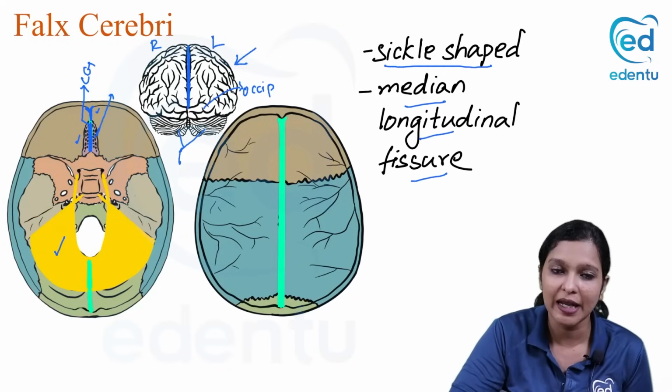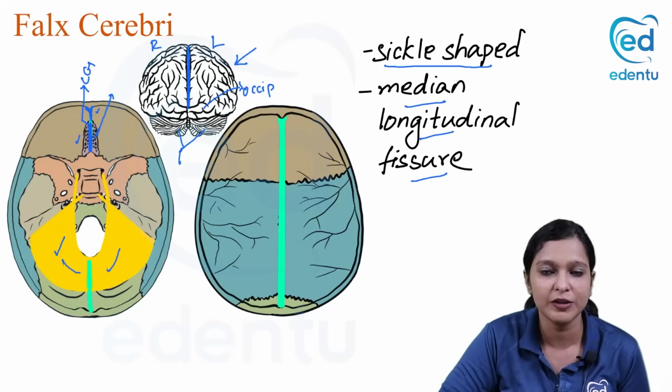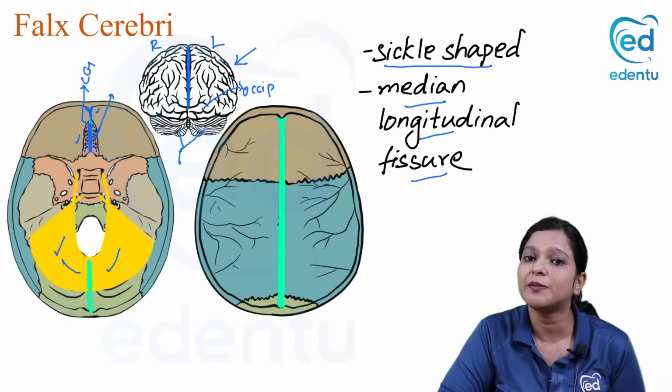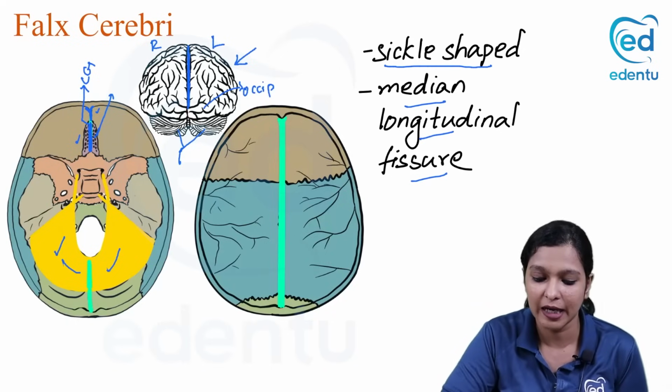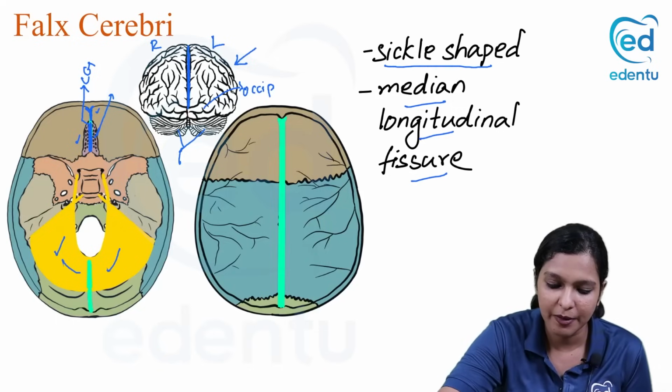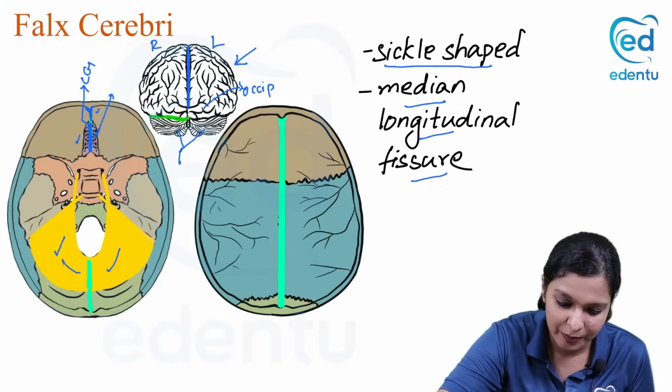Just now remember it has two surfaces. Whatever you're seeing here is the upper surface of the tent. This tent is present in which cranial fossa? The posterior cranial fossa. That will be separating the cerebrum and cerebellum. So in this region, the tentorium will be there.